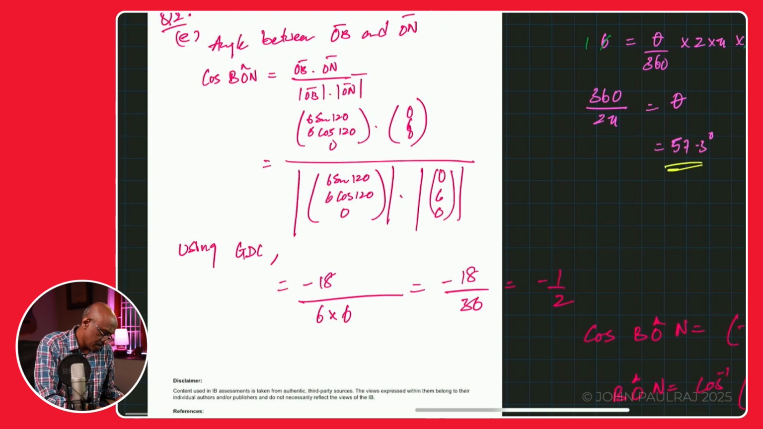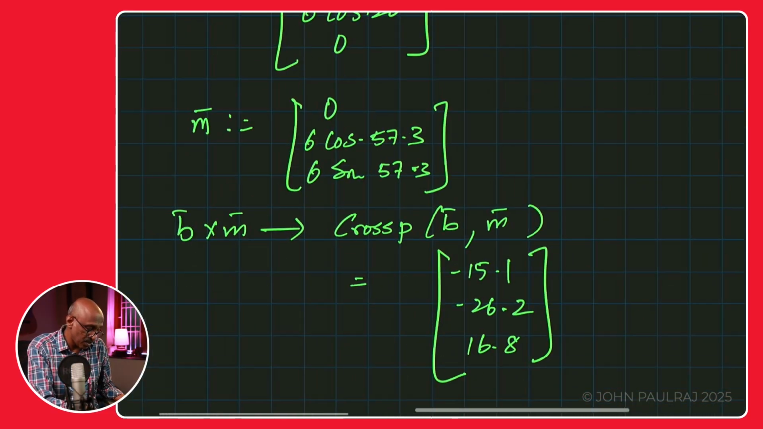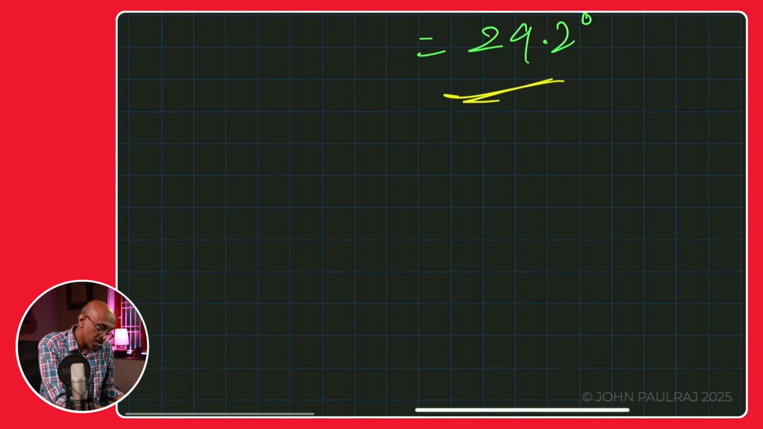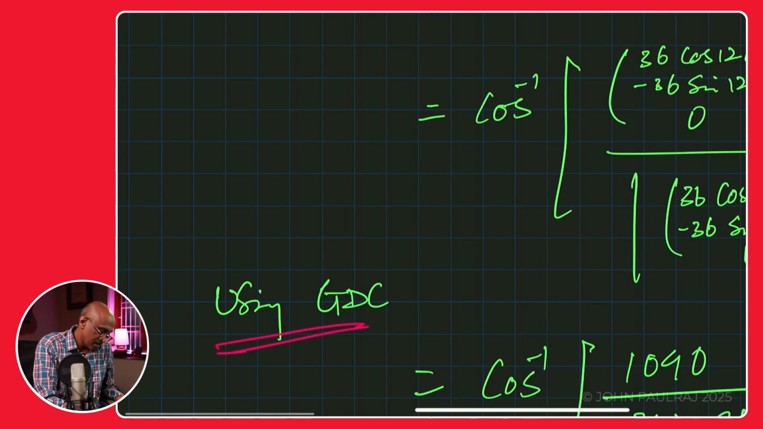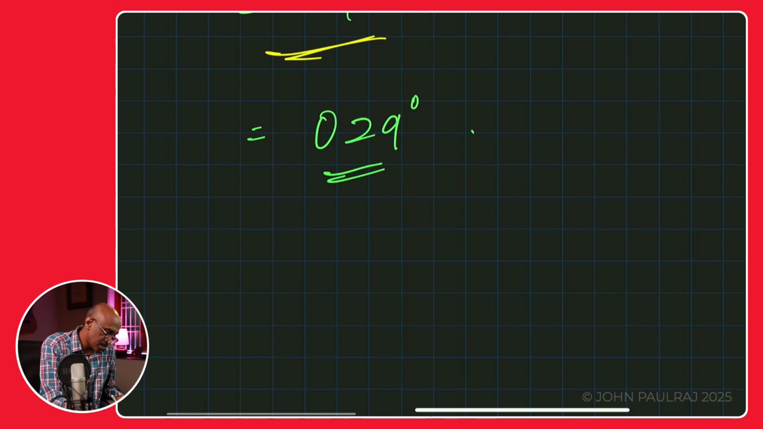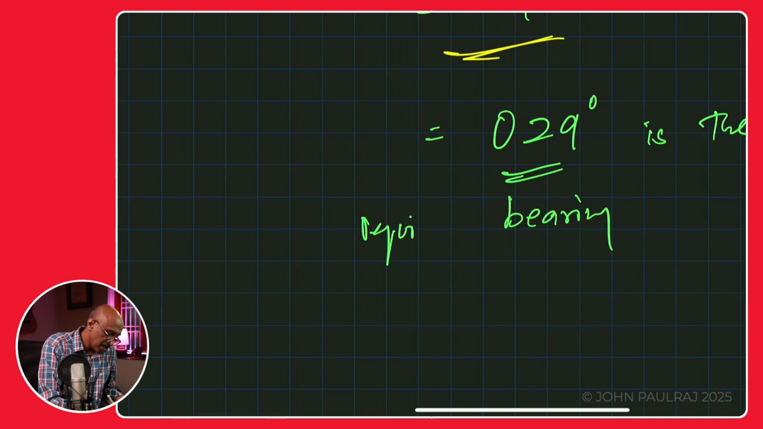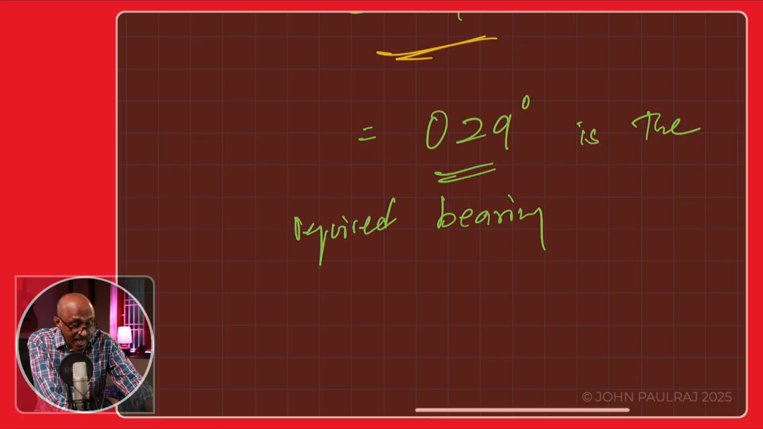Let me just check. The question says use a method to find the bearing from Bogotá to Moscow. Bearing should be reported with a 0. I've already explained that before. Either you can write it this way, or if you want to be accurate, you can just say 029 degrees. That's good enough. So you can just say 029 is the required bearing in the context of the question. If you are running out of time, required is a good word to use in the exam. So that completes this question and this paper.